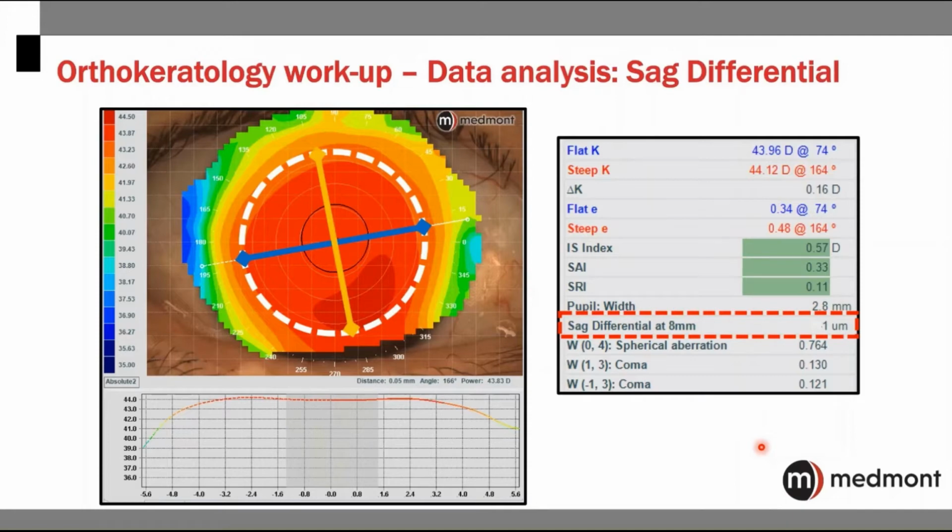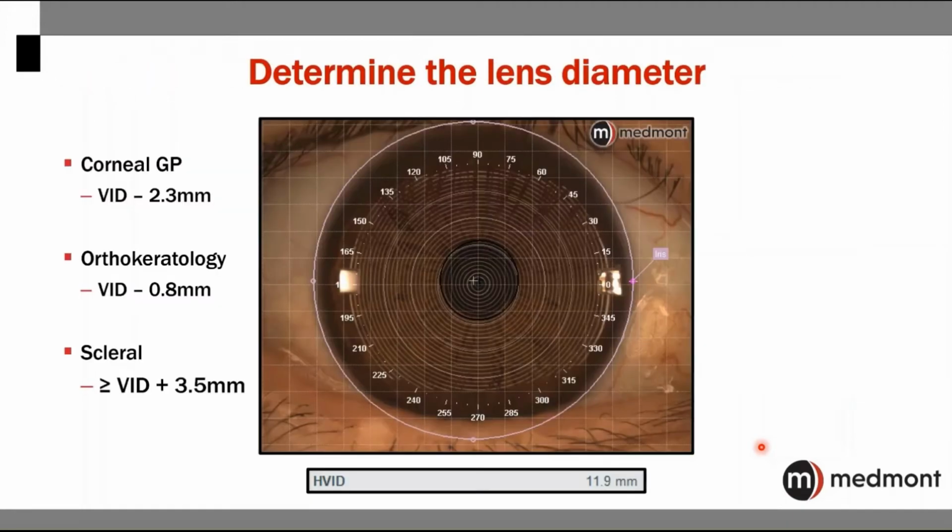Eyes that are 30 microns or greater typically benefit from toric landing rigid lenses, and in this case, toric landing ortho-K lenses. Another important consideration related to any specialty contact lens is visible iris diameter. Using the Medmont to define the VID will be helpful in customizing the lens for each individual eye. For instance, in corneal GPs, an old rule of thumb was visible iris diameter minus 2.3 millimeters. In orthokeratology, VID minus 0.8 is a typical starting point.